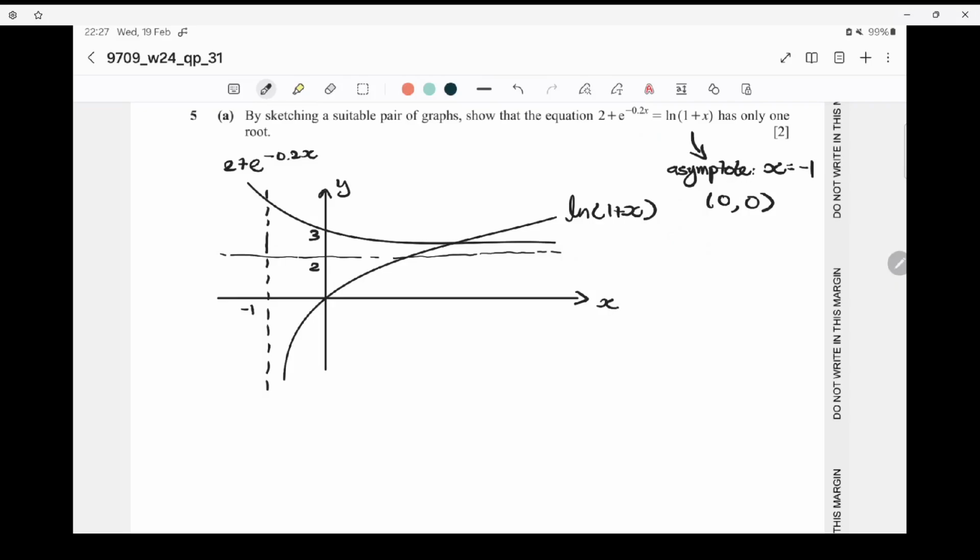So there you have it. This will be the graph that you need to sketch.